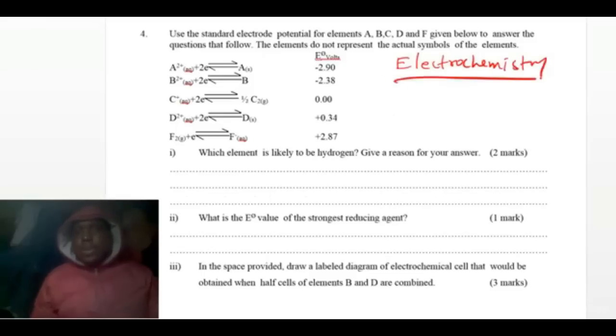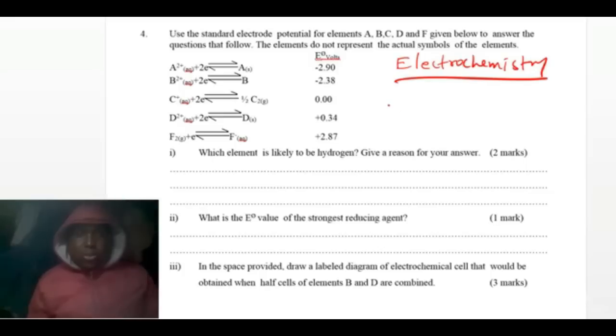Electrochemistry. We need to look at questions in electrochemistry. Look at this question. Use the standard electrode potential for elements A to F given below to answer the questions that follow. Elements do not represent the actual symbols of elements. Now you see A plus, this is the equation like this. You can look at these equations.